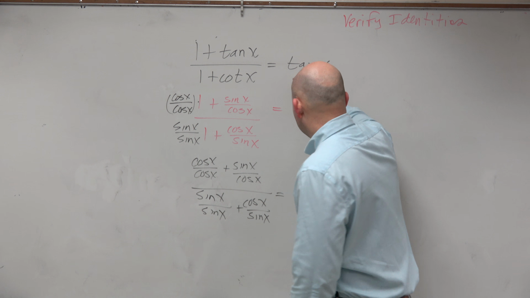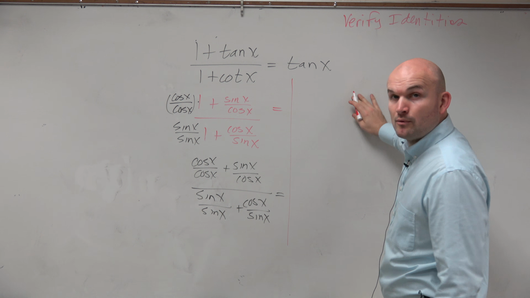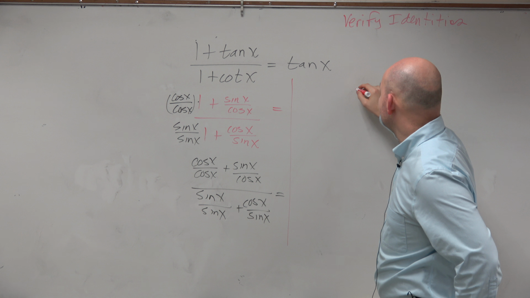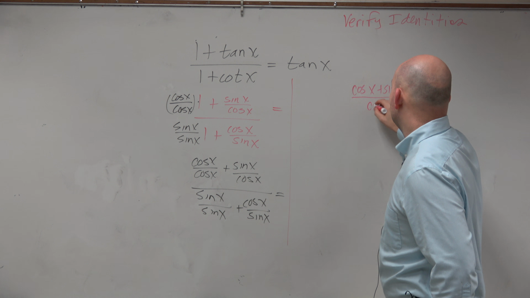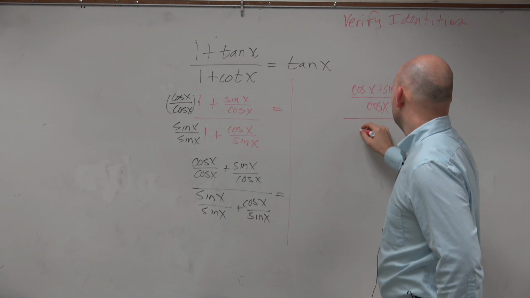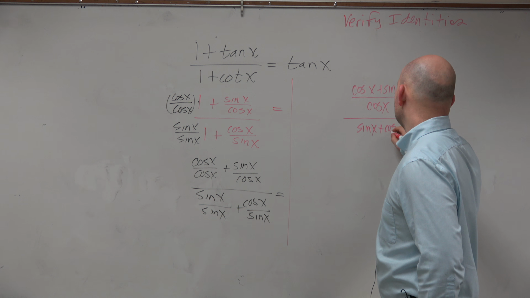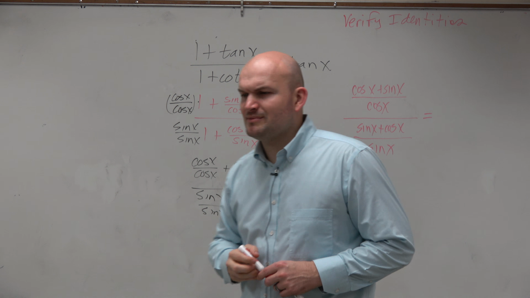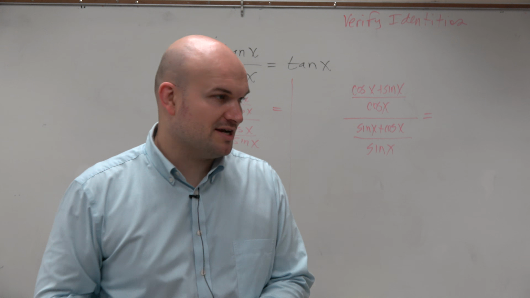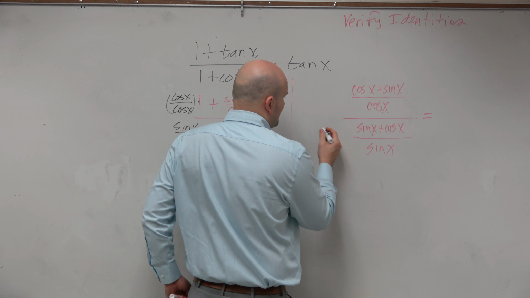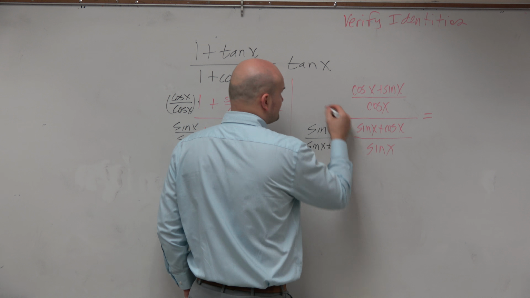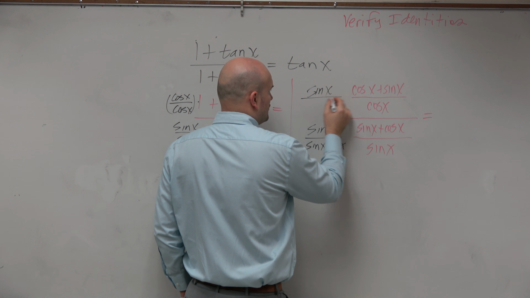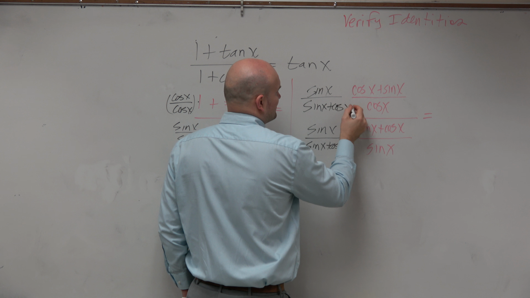Now, I'm running out of space here, so I'm going to do my work back over here. If I combine these, I get cosine of x plus sine of x all over cosine of x, all over sine of x plus cosine of x over sine of x. And oh man, the one thing Mr. McLogan keeps on reminding us is when you have a fraction divided by a fraction, you can multiply by the reciprocal. So I multiply by sine of x over sine of x plus cosine of x.